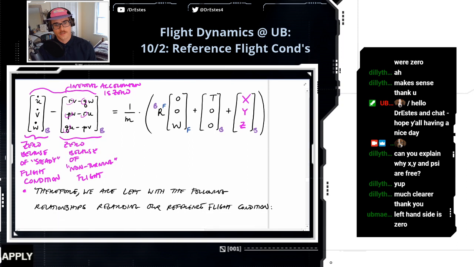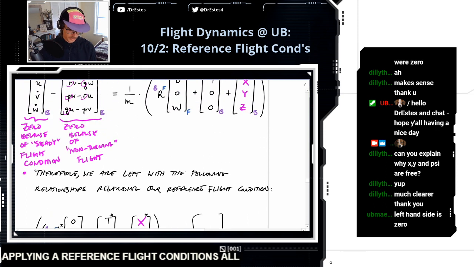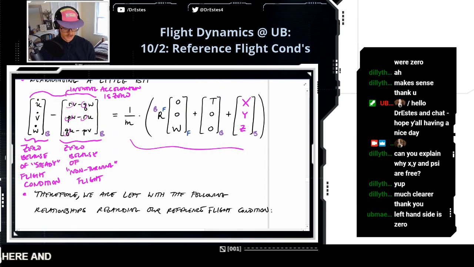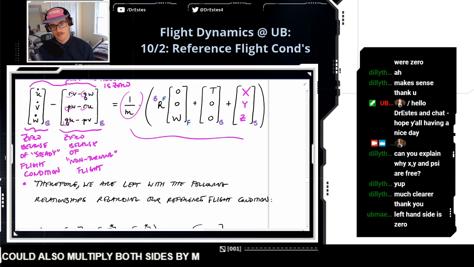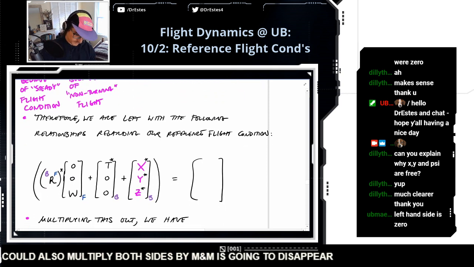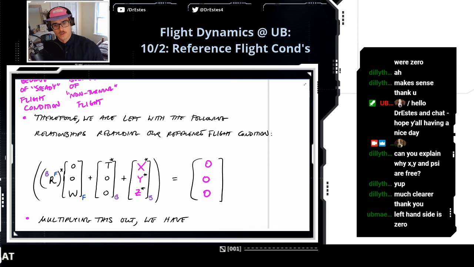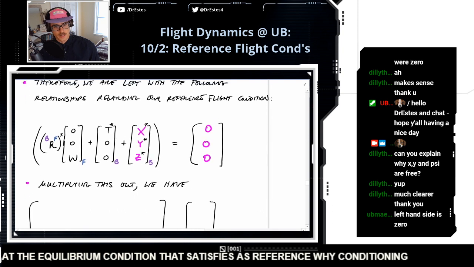So applying our reference flight conditions, all we're going to be left with is this over here. And because this left-hand side is going to be zero, we could also multiply both sides by m, and the m is going to disappear. So I'm going to have 0, 0, 0. And here I put stars on everything because it's only going to be zero if all of these variables are at the equilibrium condition that satisfies this reference flight condition. It's not going to just be satisfied in general.